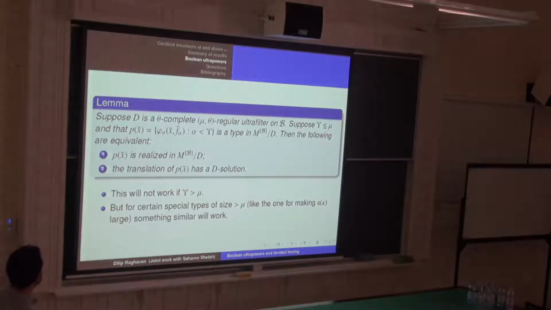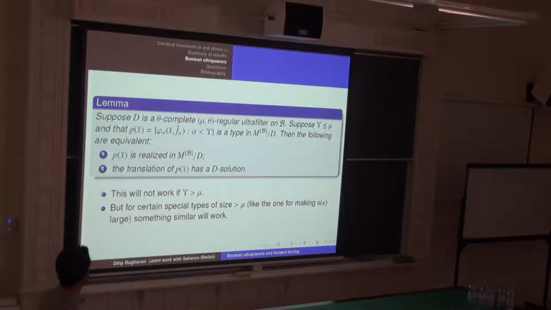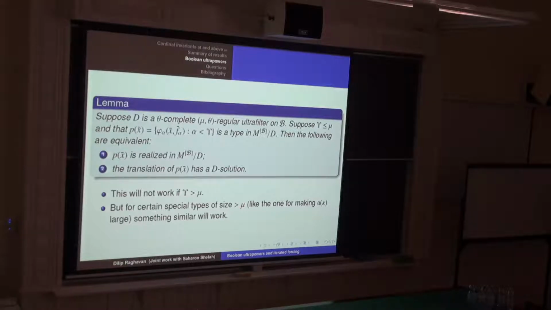Okay, so this will not work if your type is bigger than mu. But for certain very special types of size greater than mu, why do we need this? Why do I keep harping on epsilon being bigger than mu? Because we need this when we try to prove that A is large in our models. We need to realize some type which is very big, much bigger than mu. That's how you make A large, by realizing a certain large enough type. But there is some modification of this which can be made to work, which I'm not going to talk about because it's a bit technical.